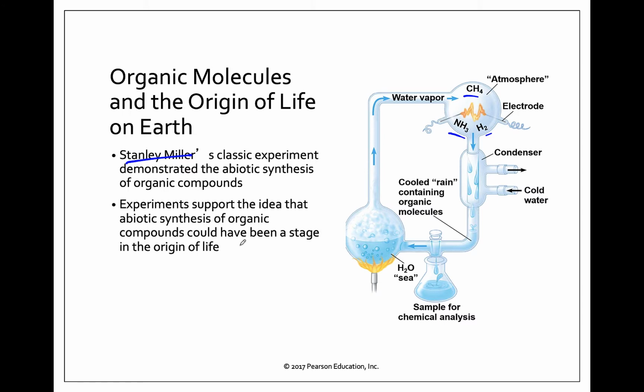And when he collected his sample after he cooled it down, he was actually able to find organic molecules, including things like amino acids, which are the building blocks for proteins. So once we realized that it was actually possible to take the atmosphere of early Earth and develop basic organic molecules, this began the first stages in the study of the origin of life on Earth.